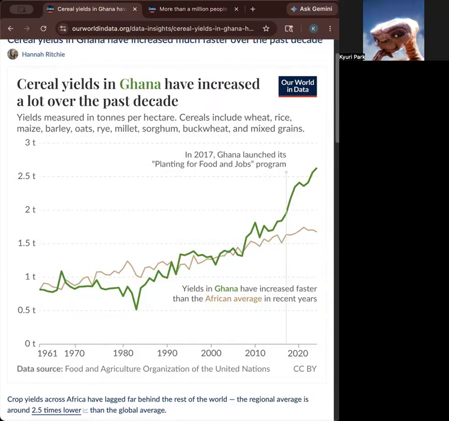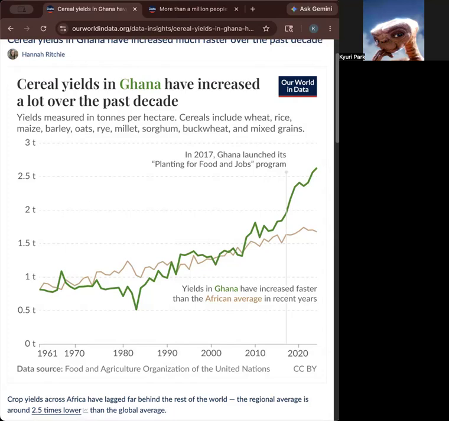It is showing how cereal crop yield in Ghana has changed from 1961 to 2024 compared to the African average. So there are three variables: time in years on the x-axis and crop yield in tons per hectare on the y-axis, both continuous, and then which entity we are looking at, either Ghana or the African average, which is nominal.